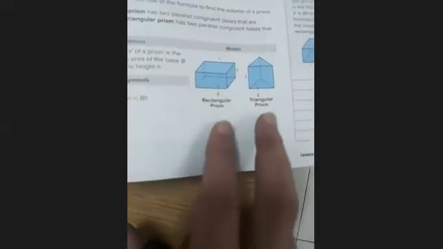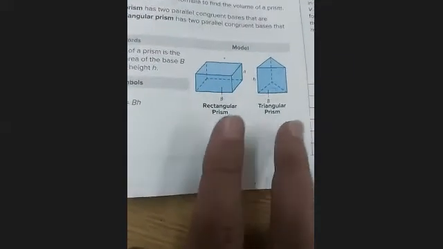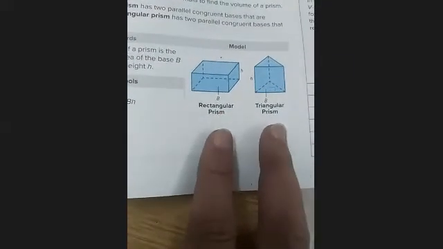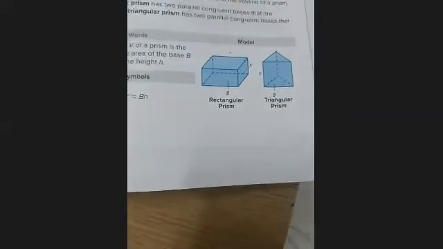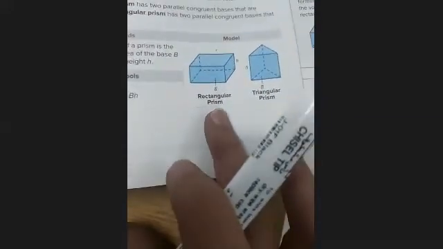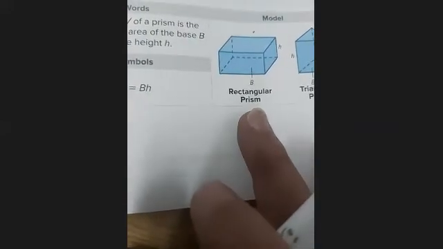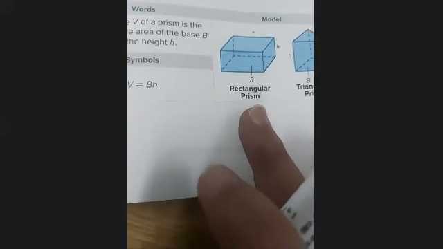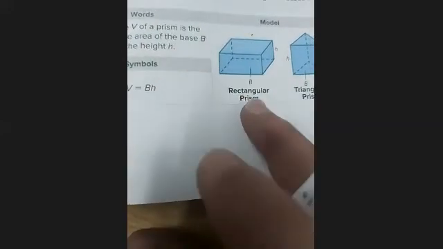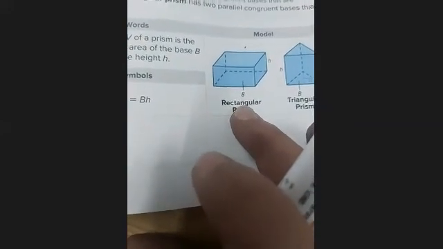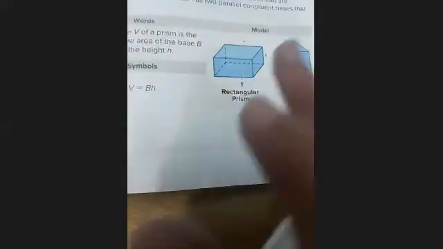Now, if you see your book, guys, look here. We have two famous figures on page 475. Guys, focus here, please. Now, the first one, we talked about it on the board. We call it rectangular prism. Why do we call it rectangular prism? Because rectangular and the prism. The word rectangular, because the bases are rectangles.